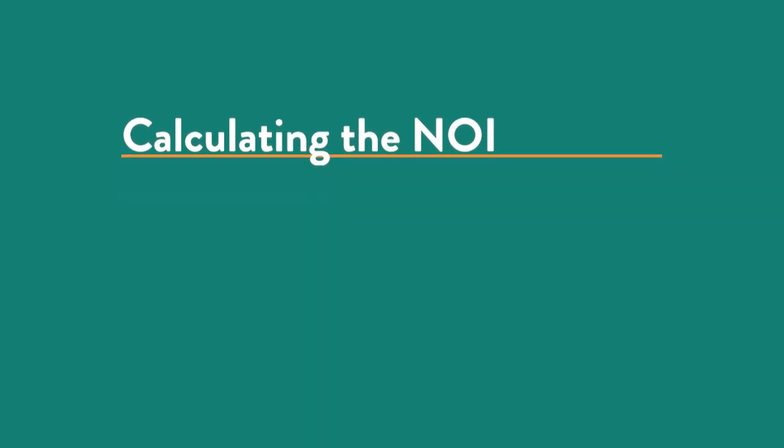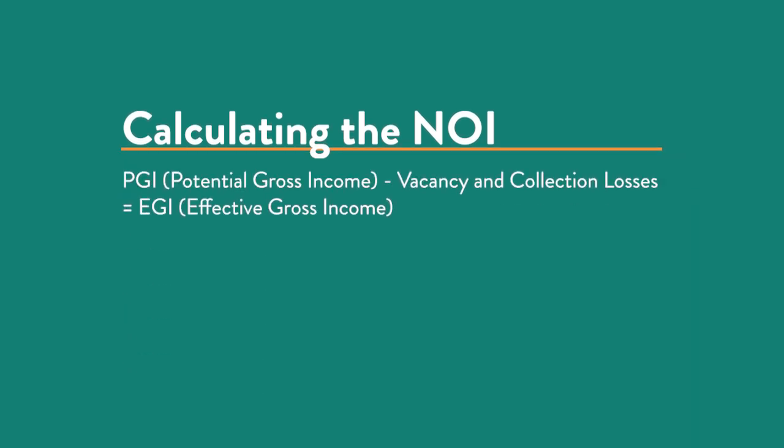So let's do the math. PGI is 10 units times $1,200 per month, which equals $144,000. Vacancy and collection losses are 5% of PGI, which is $7,200. Subtracting that gives us an EGI of $136,800.